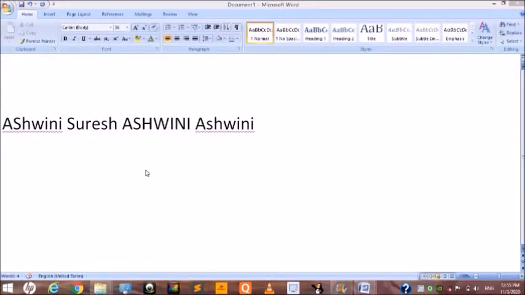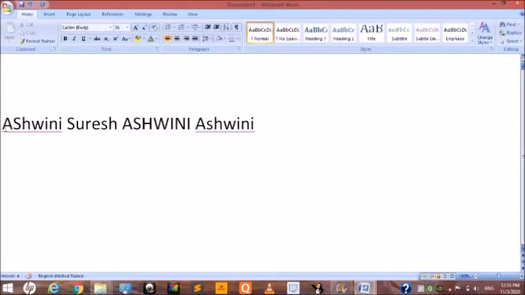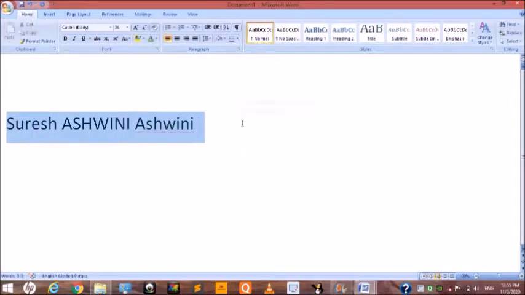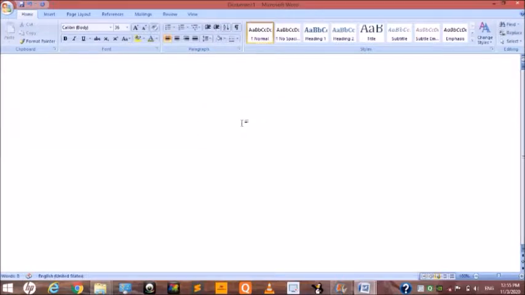So next is the delete key. The delete key is also used to erase the letter, but the difference is it erases towards the right side of the cursor position in this way. Also, you can select the whole data and press the delete key. Whole data will be deleted.